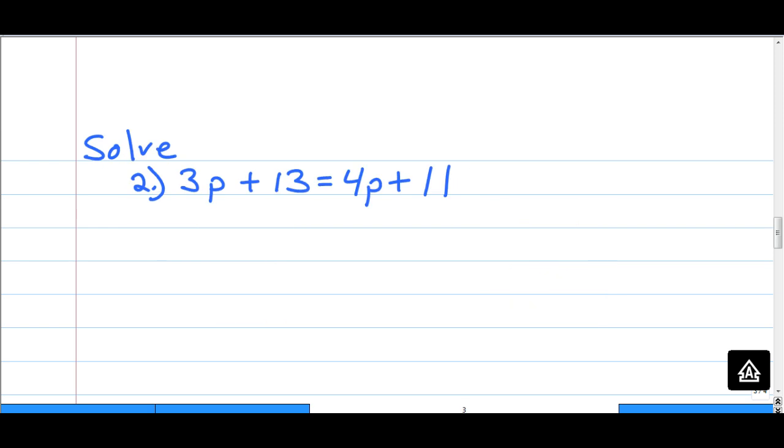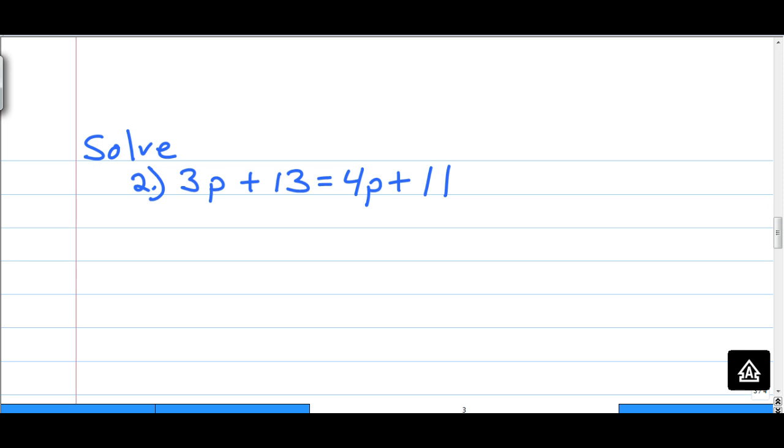Let's follow the same procedure we used for question number 1 to solve question number 2. When we look at this one, we can see that we're going to need to add the term with the variables to both sides, as well as the constants to both sides. Here we actually have 4 choices. It doesn't matter. I can add a negative 3 to both sides. I could sum a negative 13 to both sides. I could sum a negative 4p to both sides, or I could sum a negative 11 to both sides.